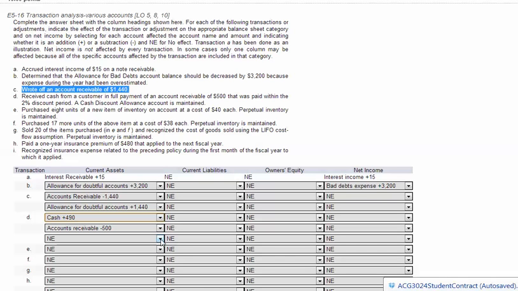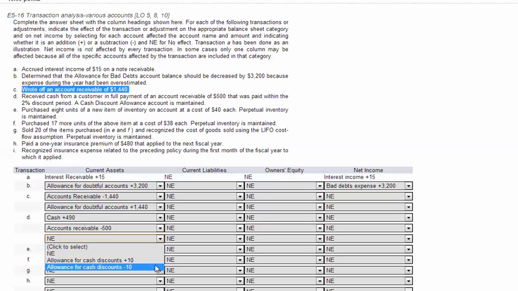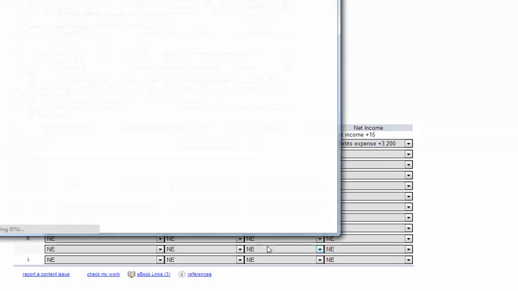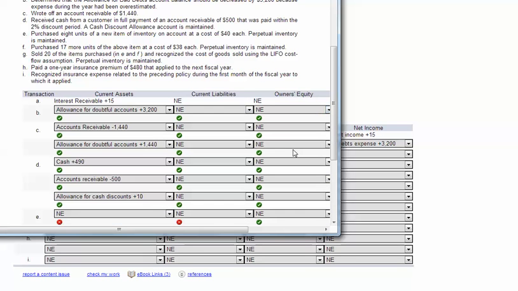And then our allowance for discounts is going to increase by $10. Let's just go ahead and check my work, make sure I did that correctly. Looks like we're golden. We're ready to continue.